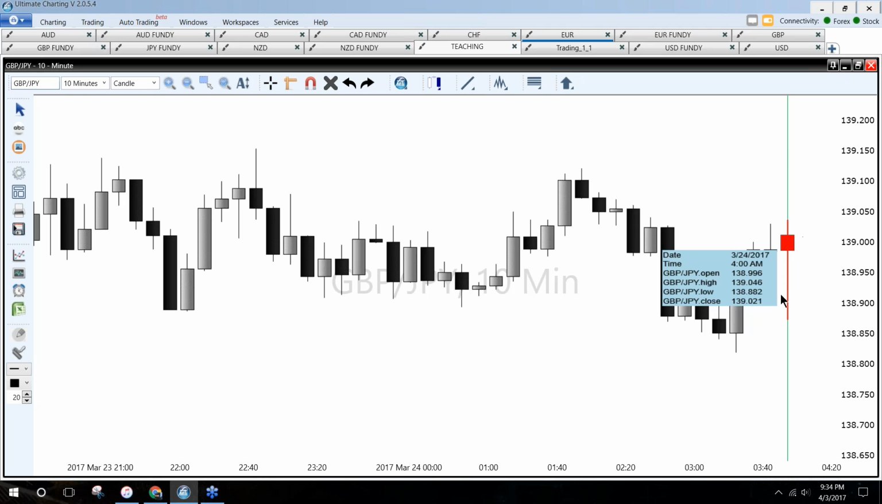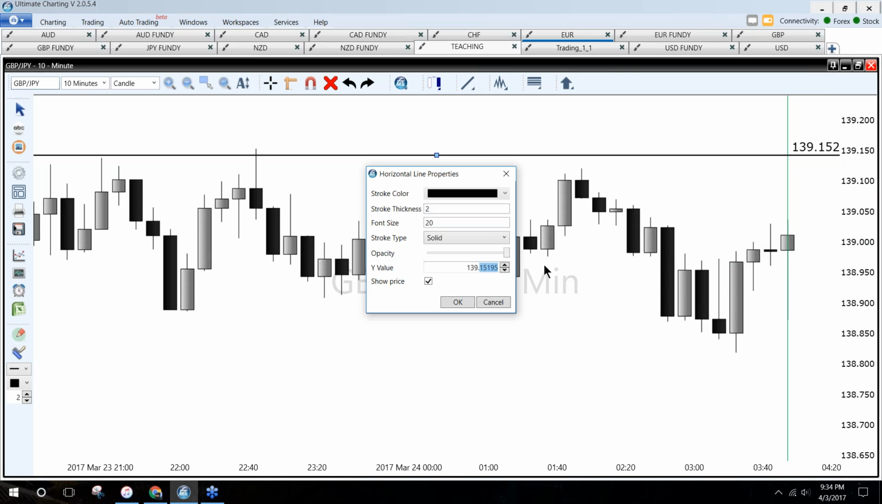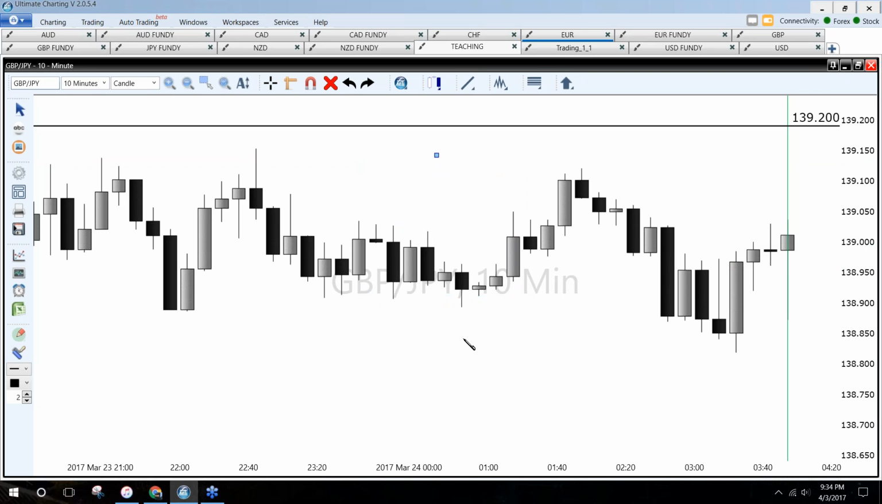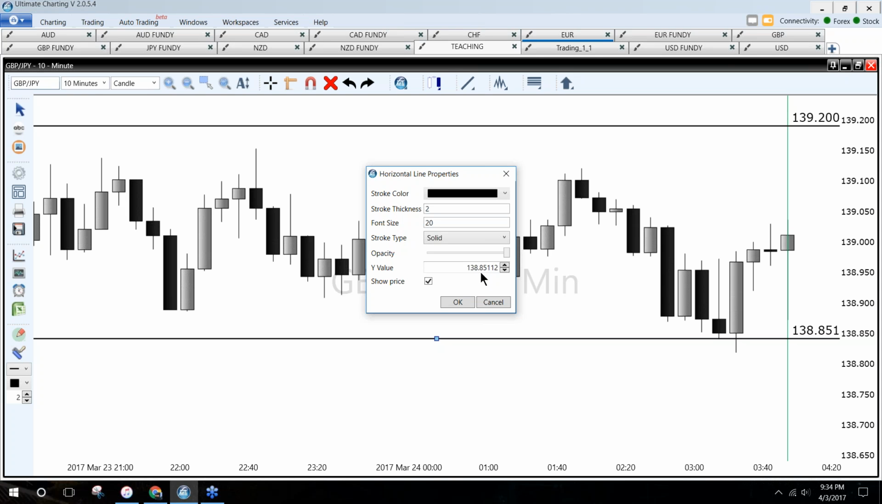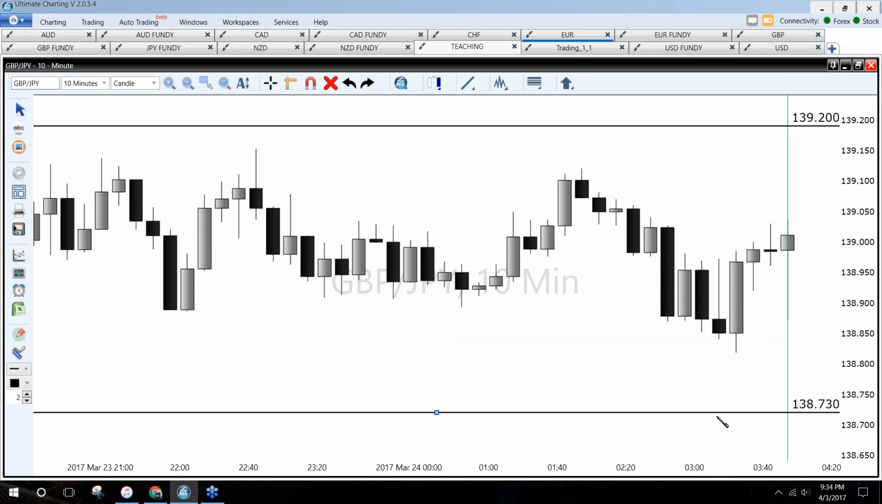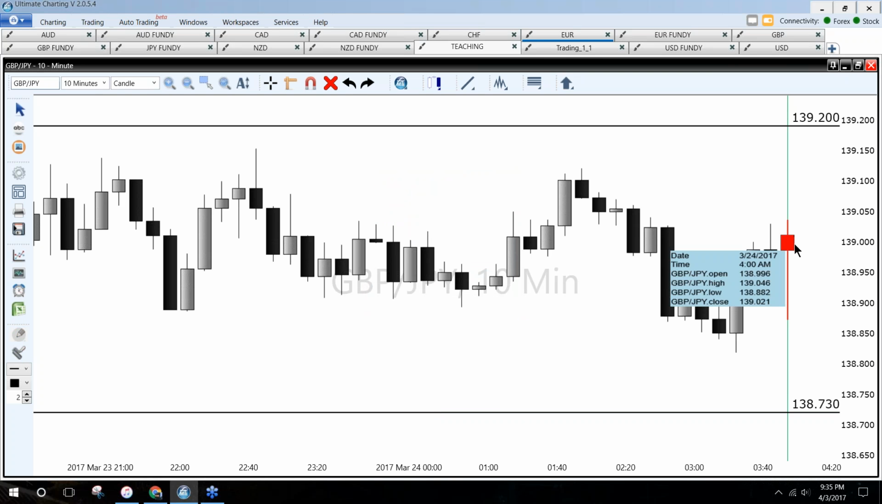So first thing that we do, 15 pips above, so this is 139.20, and we're going to go 15 pips below, down to 73. All right, 139.73. It should be 139.73, not 138. No, 138, that's right. 138.73. Sorry about that. Let me verify. Yep, good. Okay, 15 pips above, 15 pips below.